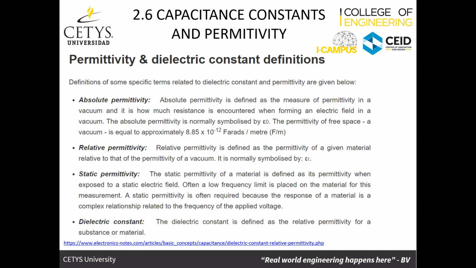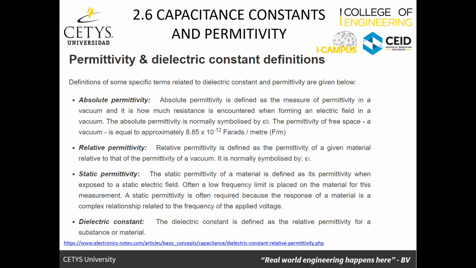Usually the absolute permittivity is given by epsilon 0, and relative permittivity is epsilon with a little r on the bottom. And then the static permittivity is the permittivity of the material when it's exposed to a static electrical field. It's another, more specific reference of the permittivity of the material.